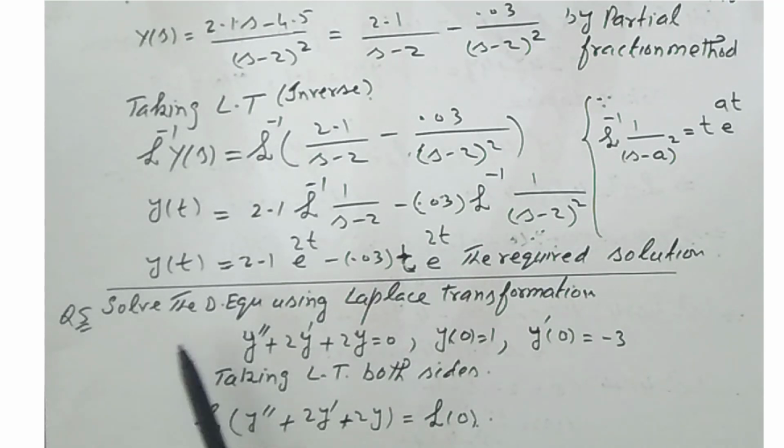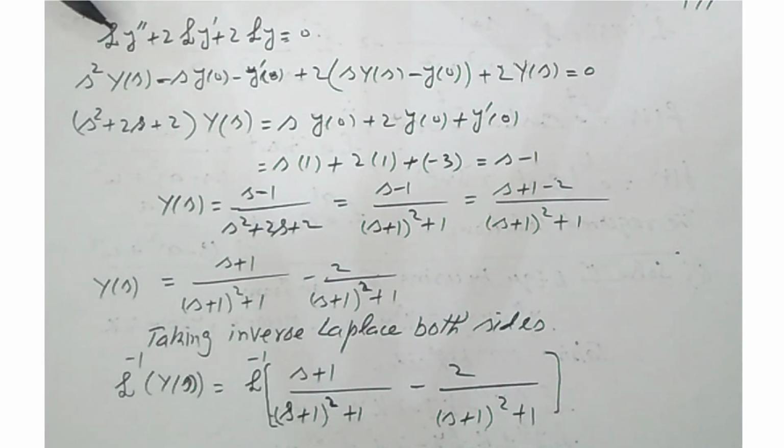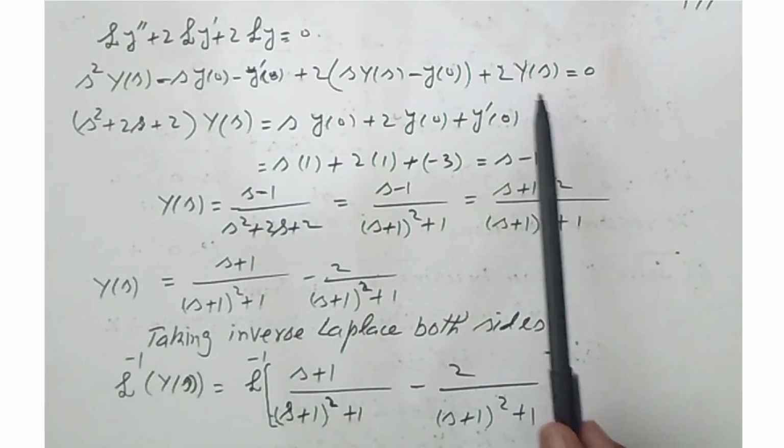Now question 5: solve the differential equation using the Laplace transformation y'' + 2y' + 2y = 0, y(0) = 1, and y'(0) = -3. Again we repeat the step, taking Laplace on both sides. This becomes L{y''} + 2L{y'} + 2L{y} = L{0}. Now we put in the formula of L{y''}, and this is the formula of L{y'}, and L{y} = Y(s}.